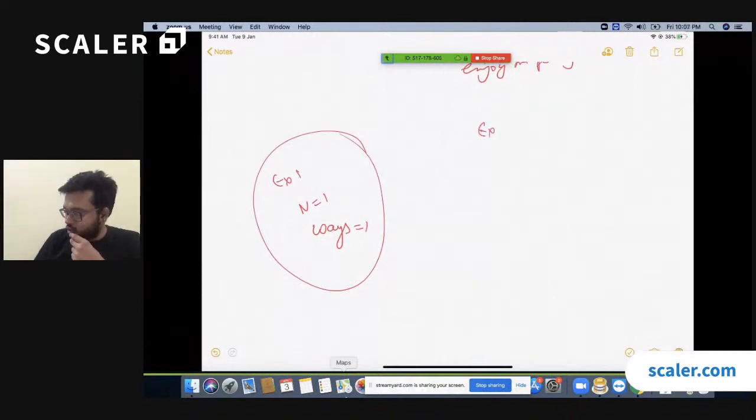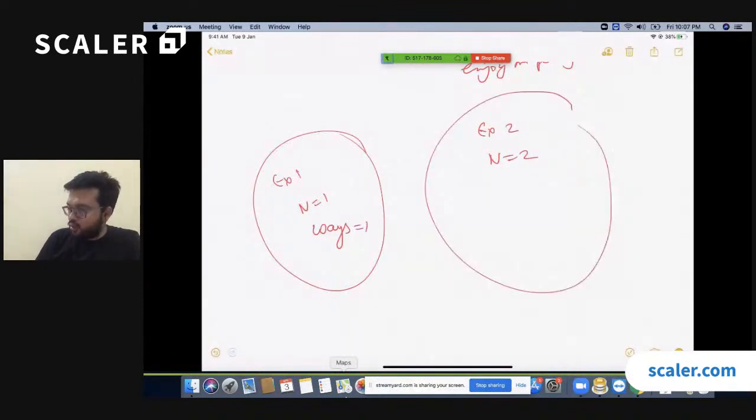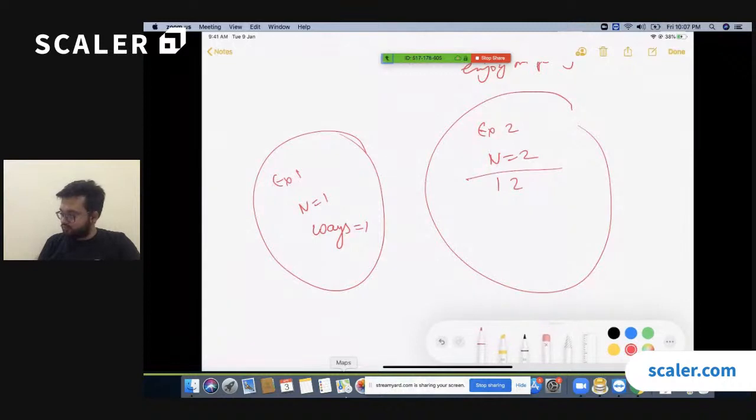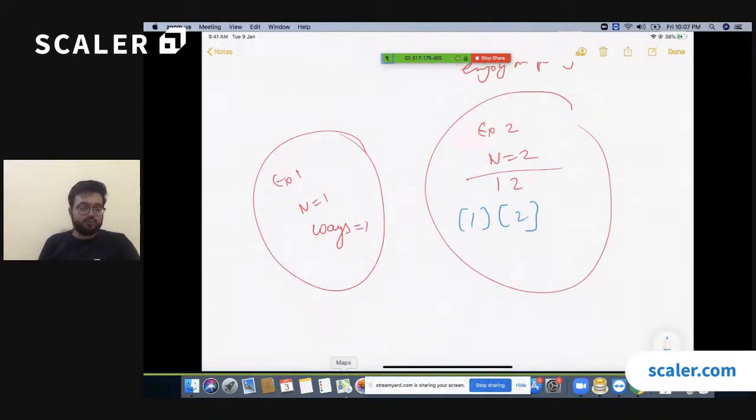Now let's say there are 2 people. Example 2, n equal to 2. There are 2 people in the party, let's say number 1 and number 2. What are the ways that these 2 people can enjoy the party? One way would be that person 1 is enjoying the party all alone, and person 2 is also enjoying the party all alone. This is one way.